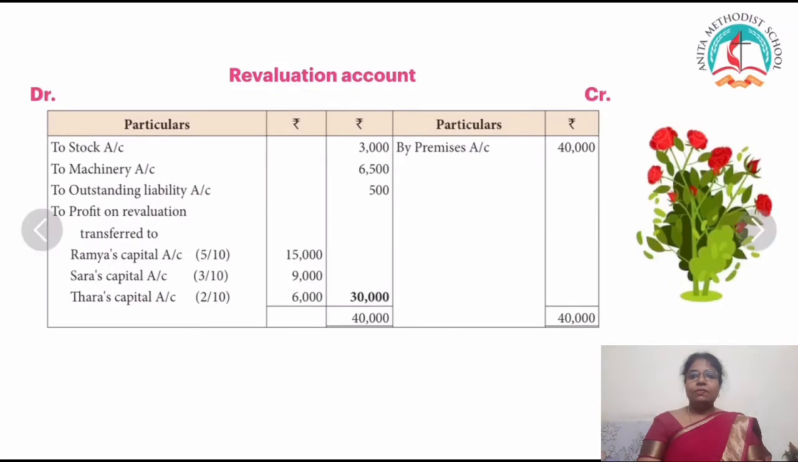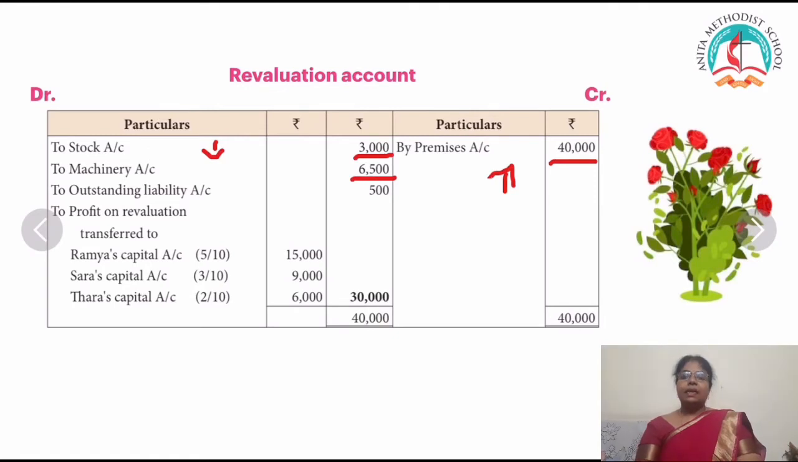So now you have to prepare the revaluation account. By premises, there is an increase in the value of the asset. Increase in the value of an asset should be credited. So 40,000. To stock, decrease in the value of an asset 3,000. To machinery 6,500 and to outstanding liability 500. So there is a profit of 30,000.